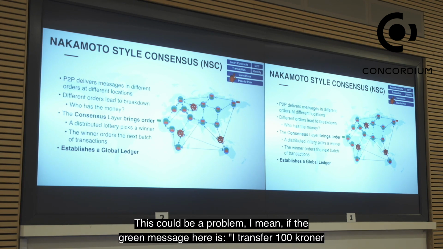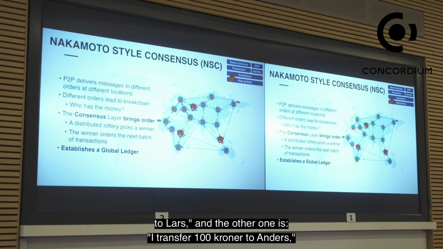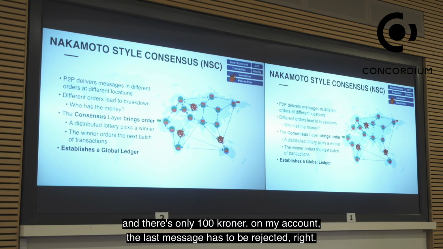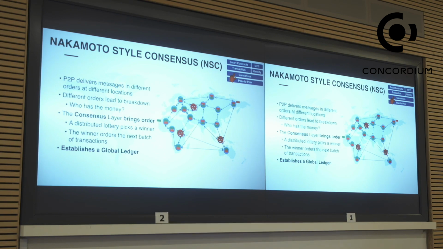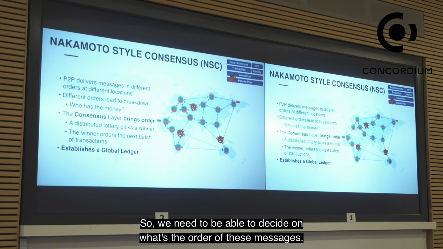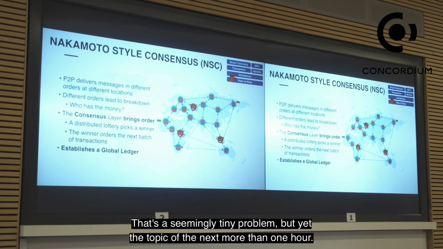If the green message is I transfer 100 kroners to Lars, and the other one is I transfer 100 kroners to Anders, and there's only 100 kroners on my account, the last message has to be rejected, right? And then it's pretty important which of the two messages was the last one, right? So we need to be able to decide on what's the order of these messages. That's a seemingly tiny problem, but yet the topic of the next more than 1 hour.